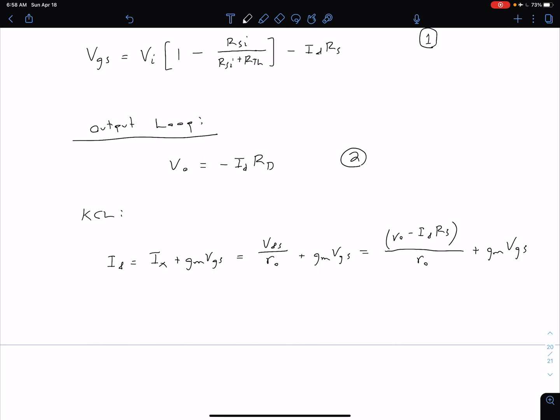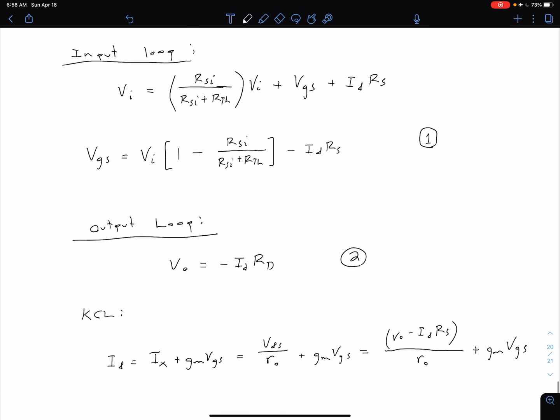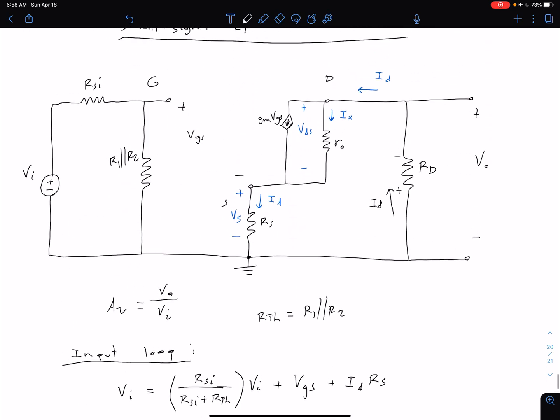And so let me pause here for a second and say this analysis is a little more complicated than what you're seeing in the book because I've chosen not to neglect this small signal output resistance. If that wasn't there, this would be a lot simpler.